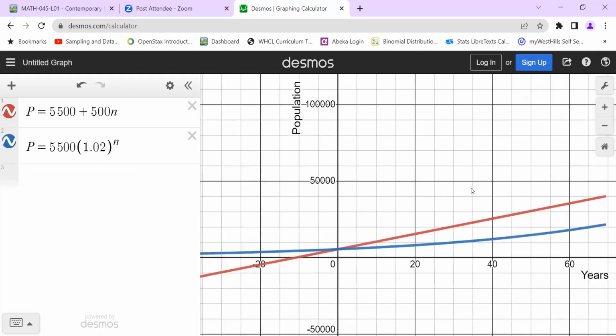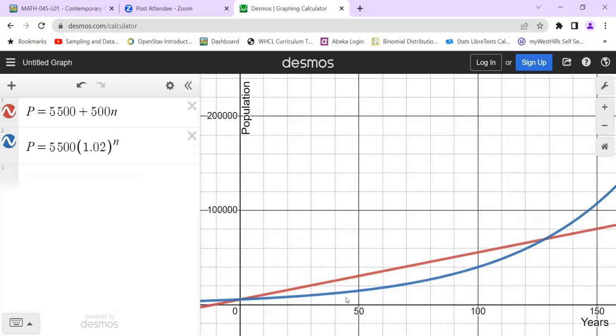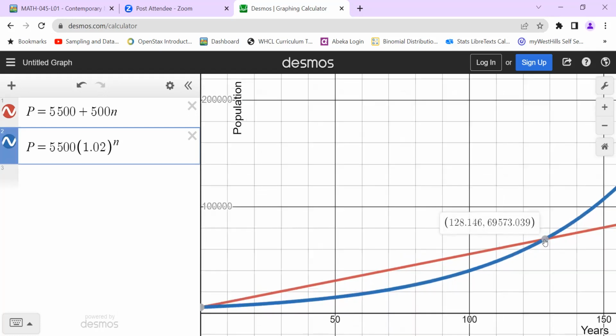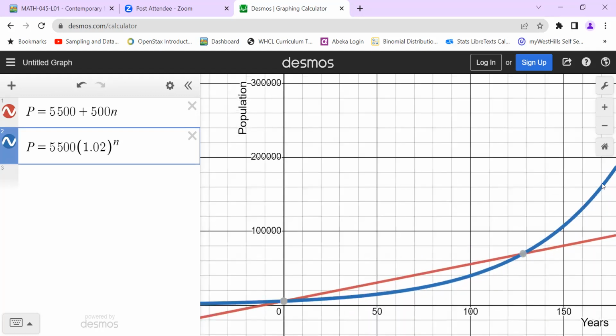Over time, the linear model stays at this constant rate, but this exponential model eventually begins to pick up speed. And over here at some point, and actually Desmos gives this after 128 years, they would be equal to each other, and then the exponential would always pass. Now, what happens is no matter what this growth rate is, as long as it's above 1, that will always happen. It will happen faster if the growth rate is larger.